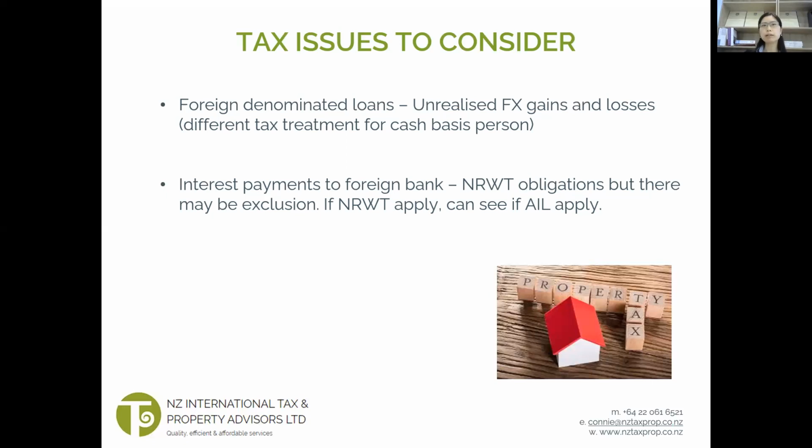And the last point that I'd like to make here is that if the New Zealand borrower pays an interest payment to the foreign bank, non-resident withholding tax may apply. Again, that is on a case-by-case basis because there are exclusions. But if non-resident withholding tax does apply, then we can look into whether the approved issuer levy can be applied in that case, which can reduce the tax rate to 2%.